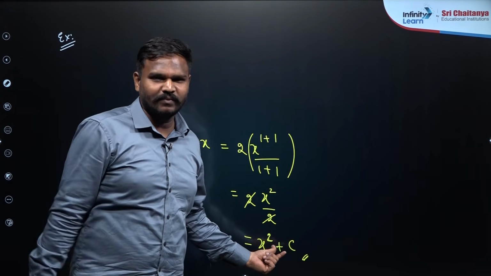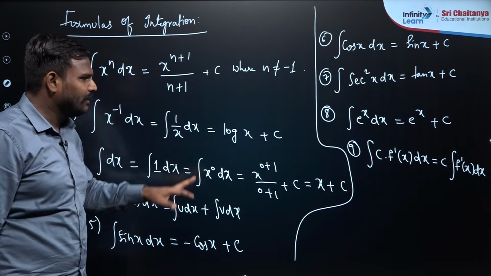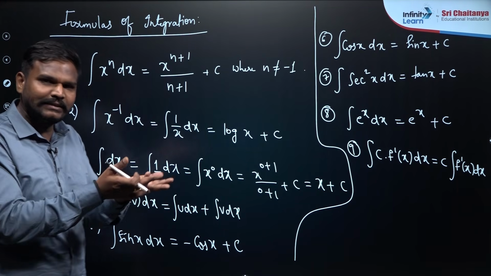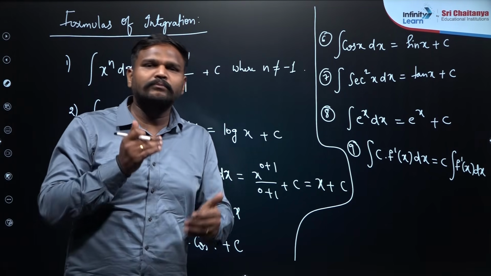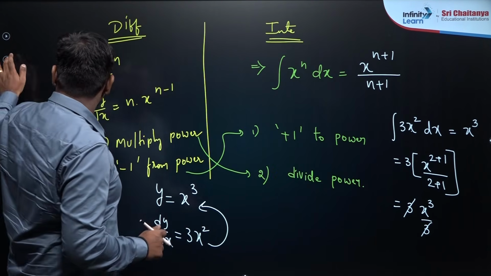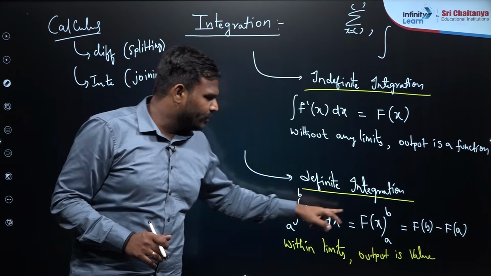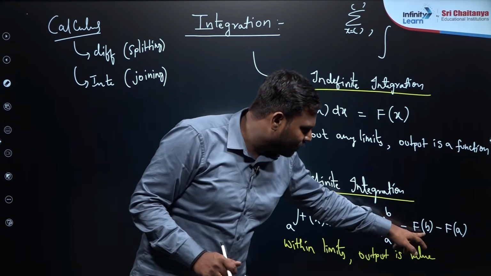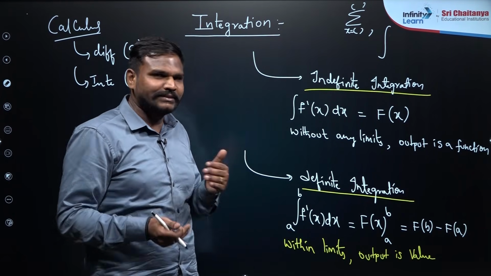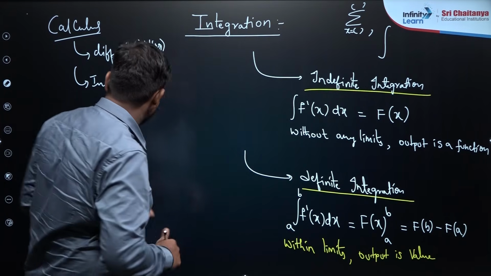Plus c. Got it? So everywhere we will write plus c, and these are the formulas for definite integration as well as indefinite integration. But when it comes to definite integration, we have to put limits. There will be lower limit as well as upper limit in definite integration. First of all, we have to substitute upper limit, then we will substitute lower limit. So after discussing few examples of indefinite, we will go to definite integration as well. Okay.